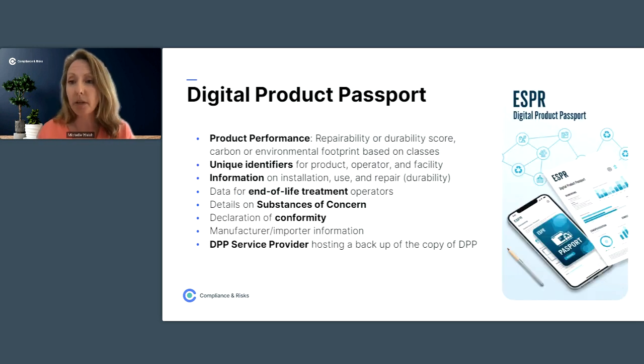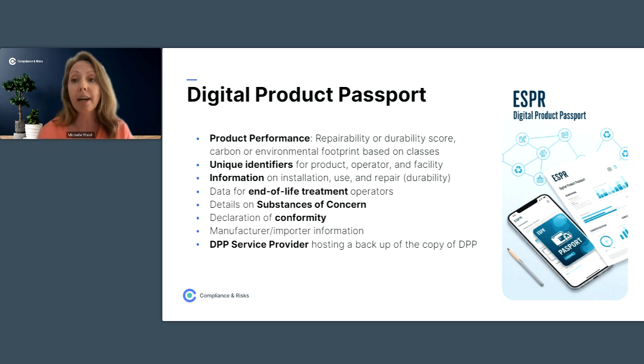How this is communicated is contained in the digital product passport. So you have all your performance requirements, and the digital product passport is the new digital tool to provide and communicate this information. So the passport will include things like product performance, so repairability or a durability score, the carbon footprint or environmental footprint, which will be based on classes to be determined by the EU Commission.